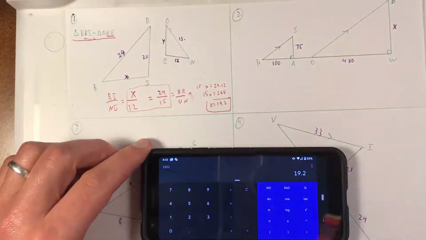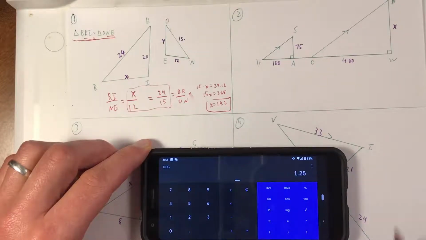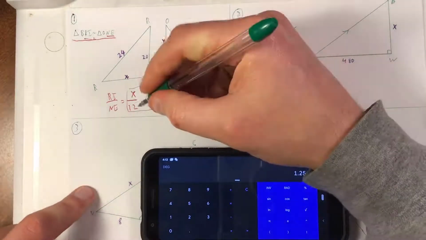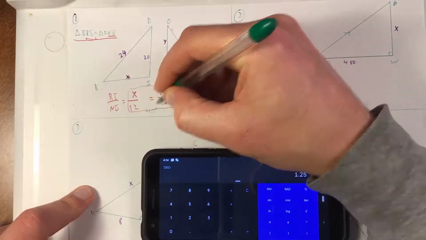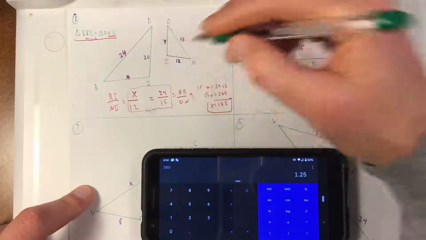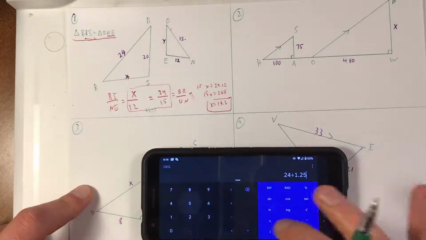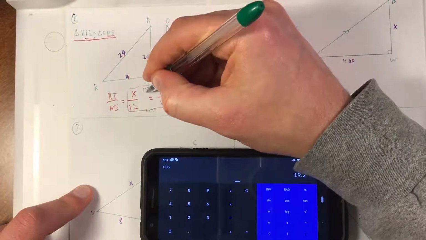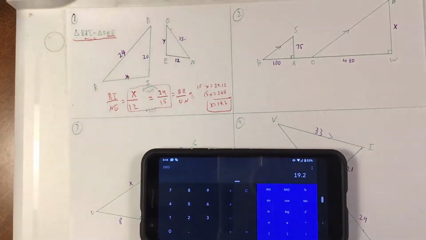If I want to use the scale factor way, I would ask, what's 15 divided by 12? That's 1.25. So 12 times 1.25 is 15. Let's go backwards here: 24 divided by 1.25 is 19.2. So I'm going backwards this way, divide by 1.25, and I get 19.2. Same thing.